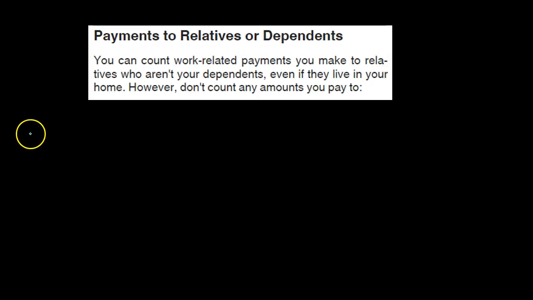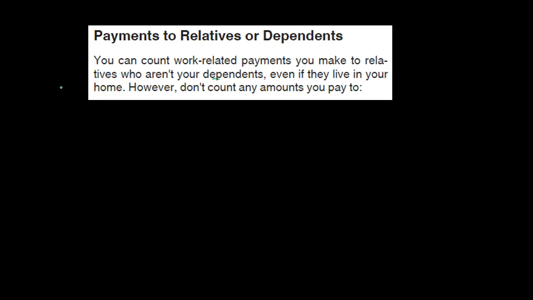Payments to relatives and dependents. You can count work-related payments you make to relatives who aren't your dependents. So if they're a dependent, then you're typically out of luck, but if they are not a dependent, they may still qualify, even if they live in your home.